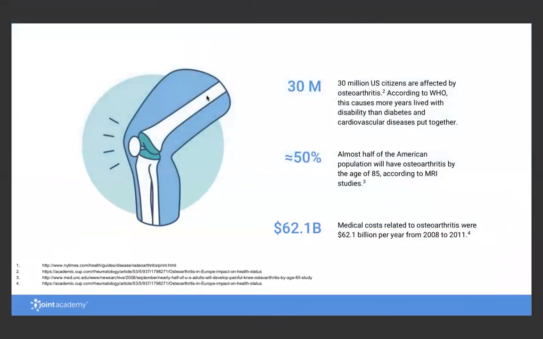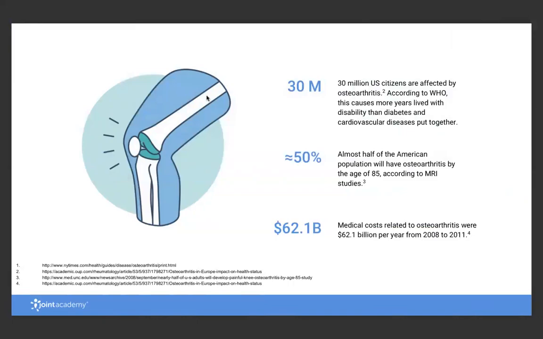30 million US citizens are affected by osteoarthritis, according to the World Health Organization. This causes more years lived with disability than diabetes and cardiovascular disease put together. Almost half of Americans at some point in time will have MRI diagnosed osteoarthritis, and the annual medical cost for people with osteoarthritis is about $62 billion. I've seen those numbers higher. I've seen the number of people with osteoarthritis in the 50 million, and I've seen the cost in the $90 billion per year.